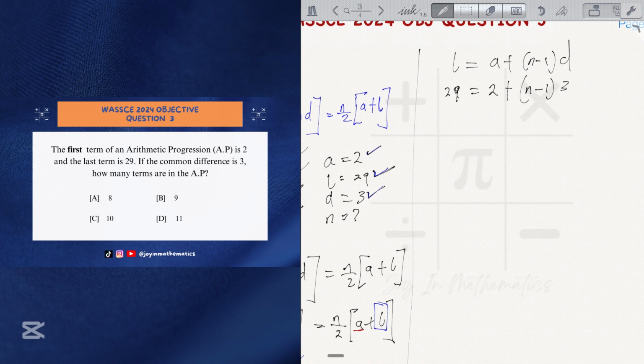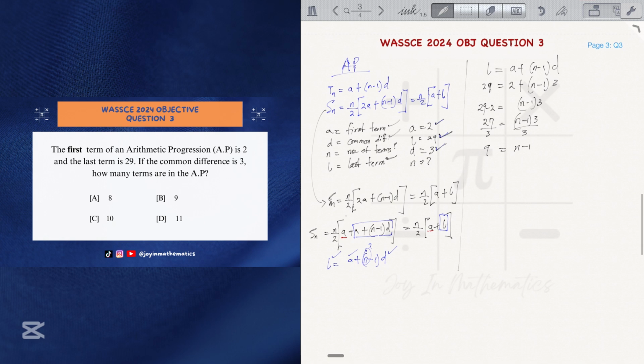So with this, we can subtract 2 from both sides. That means we will be left with 29 minus 2 on the left hand side, and on the right hand side we will be left with n minus 1 multiplied by 3. So this will result in 27 equals n minus 1 multiplied by 3. Let's divide both sides by 3 now. Dividing both sides by 3, the left hand side will be 9, and I'll be left with n minus 1. Simplifying further, n will be equal to 9 plus 1, and n will be equal to 10. So the number of terms of the arithmetic progression is 10, and this is option C.